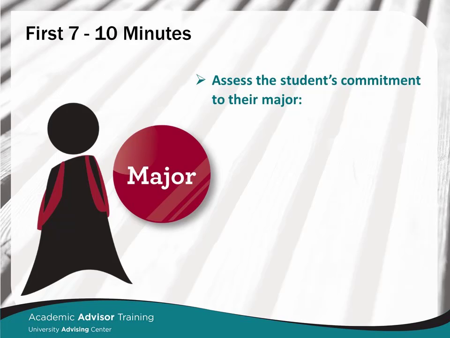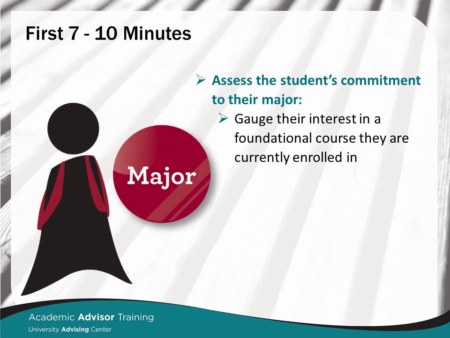Assessing the student's commitment to their major is essential to your advising conversation and the referrals that follow. To ease into the topic, choose a currently enrolled course that is a foundational course for their major. Gauge their interest in this course and ask the student to estimate a grade they would give themselves. If the student seems unsure, ask the question, "How do you feel about your major right now?"